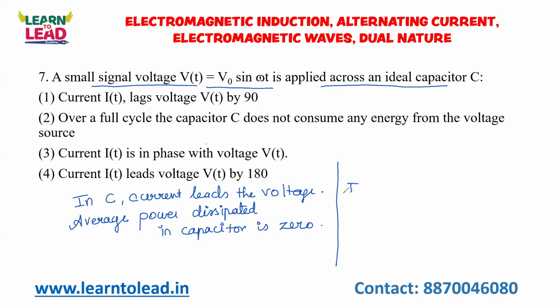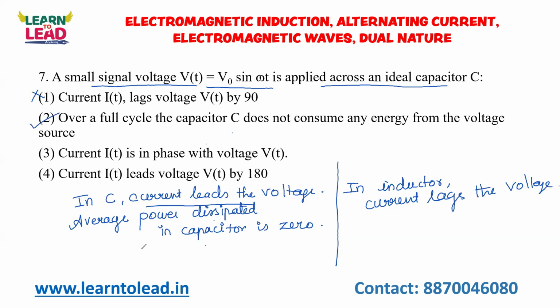And in an inductor, you should take it as current lags the voltage. Remember both points. Current leads the voltage, so for the capacitor circuit the first point is wrong. For a full cycle, the capacitor C does not consume any energy from the voltage source. So, average power dissipated in the capacitor is zero. Option 2 is the correct answer.